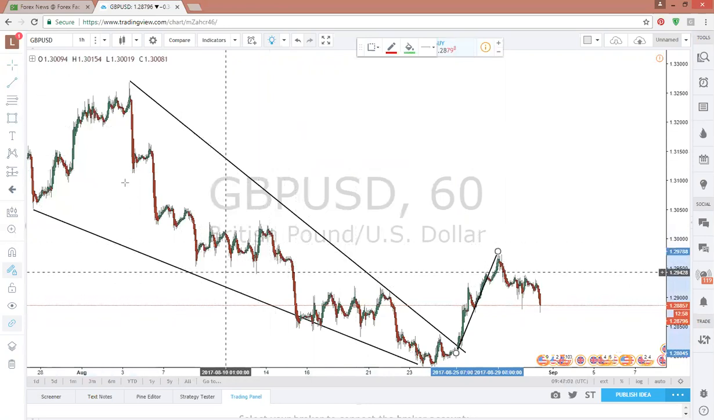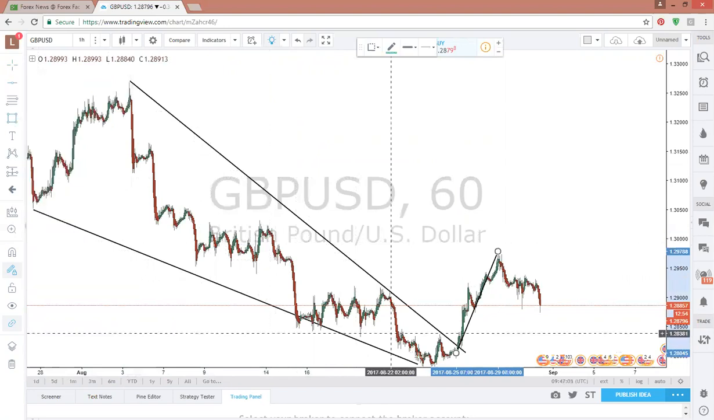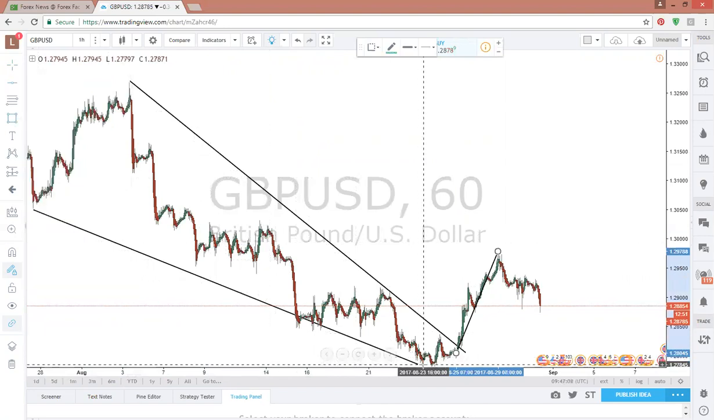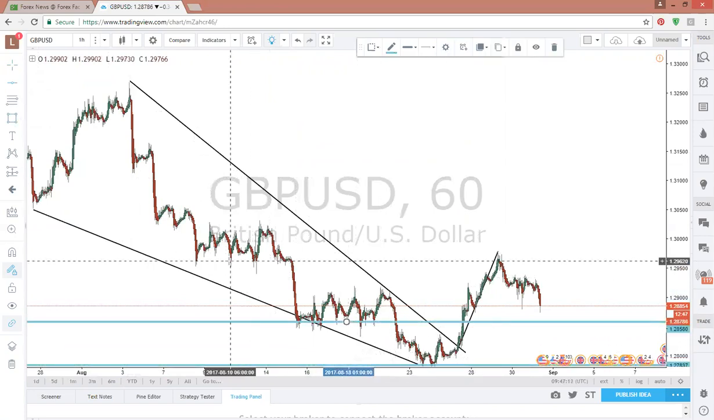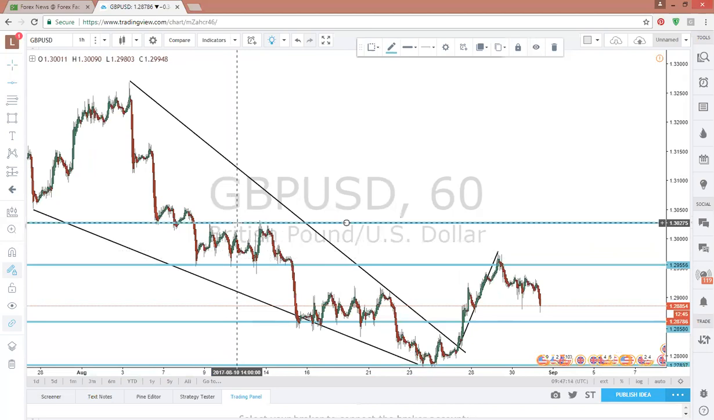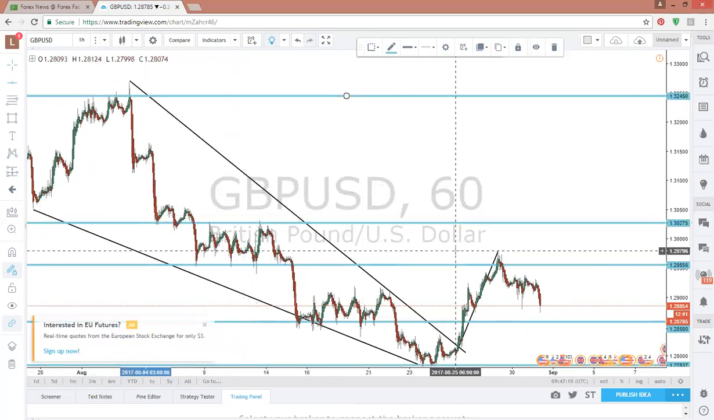Okay, so now I'm going to highlight my support and resistance areas, where the market has been turning or rejecting. There, there, there, and yeah, so on there also.